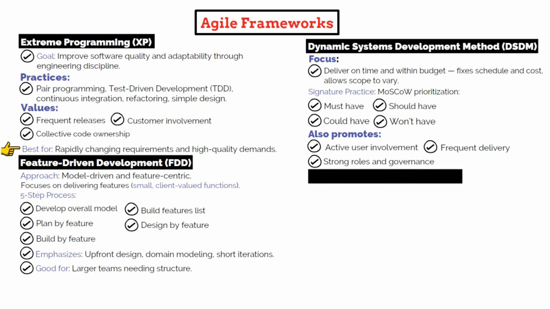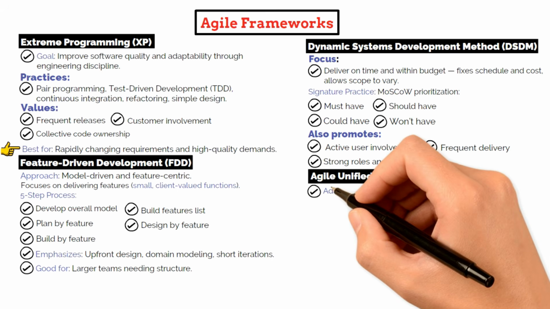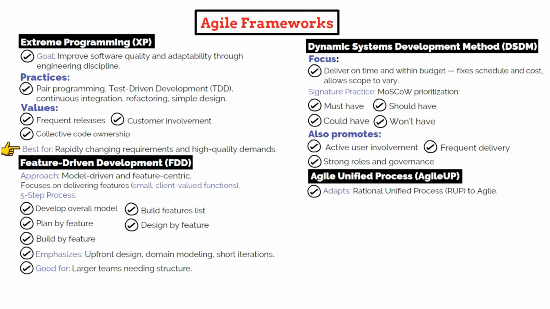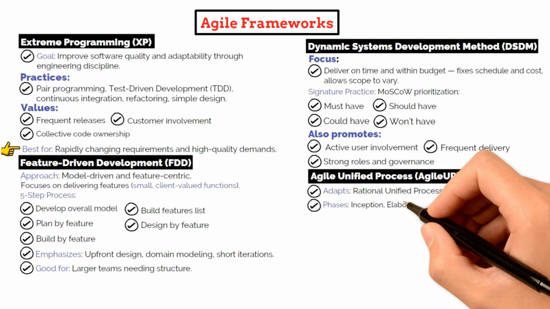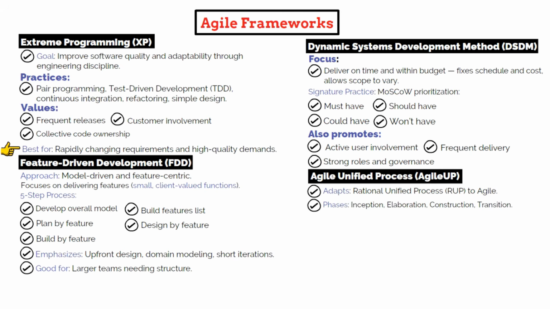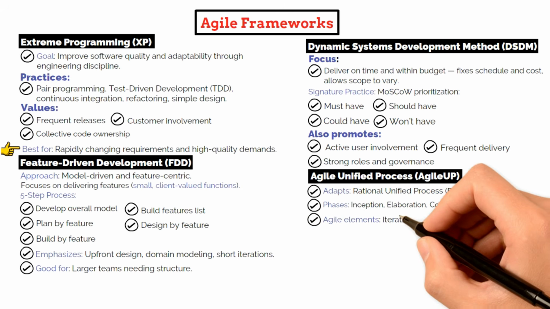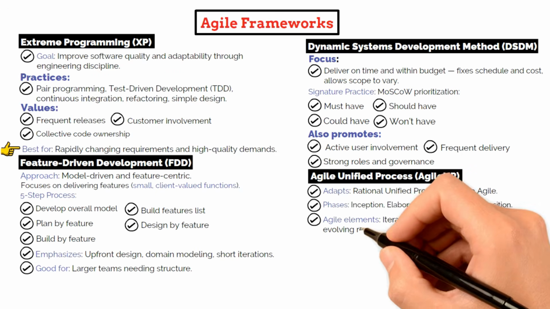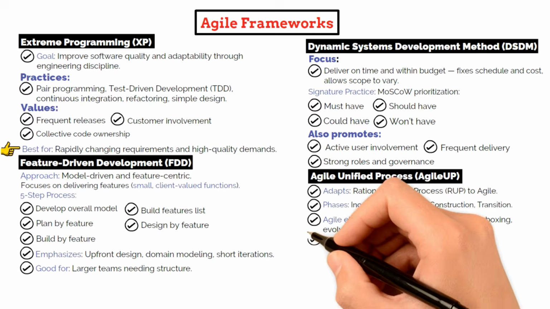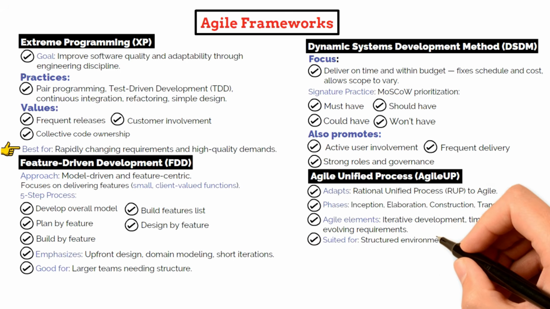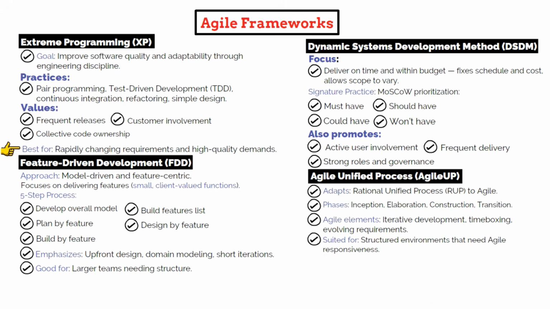Another framework you may encounter is Agile Unified Process, or AgileUP. It adapts the Rational Unified Process to be more agile by focusing on iterative development, disciplined team roles, and producing just enough documentation. AgileUP breaks work into phases like inception, elaboration, construction, and transition, but applies Agile practices like time boxing and evolving requirements throughout. It's especially useful in environments that require structure but still want to stay responsive to change.